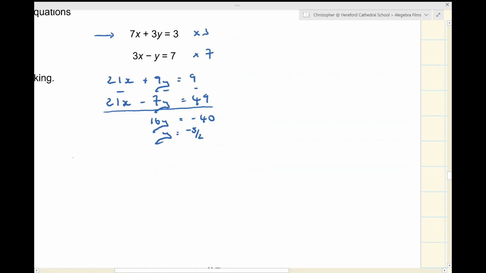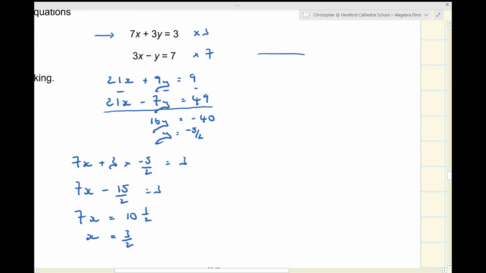7x plus 3 times y, so plus 3 times minus 5 over 2 equals 3. That's 7x minus 15 over 2 equals 3. You can use your calculator for that. Add 15 over 2 to both sides. 7x equals 10.5. So x equals 3 over 2, or 1.5.